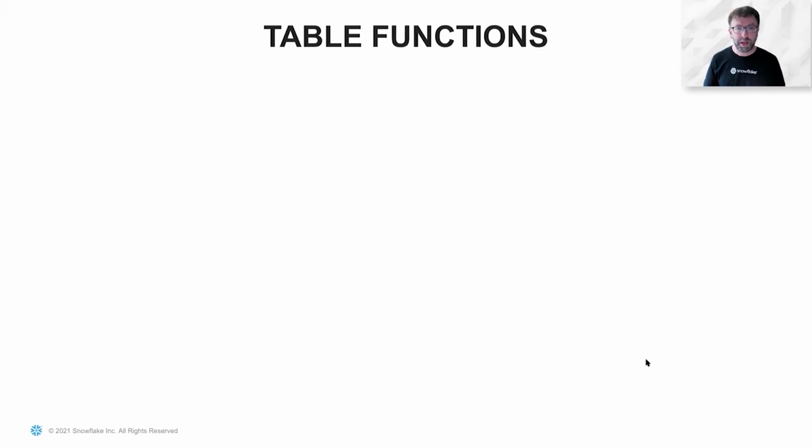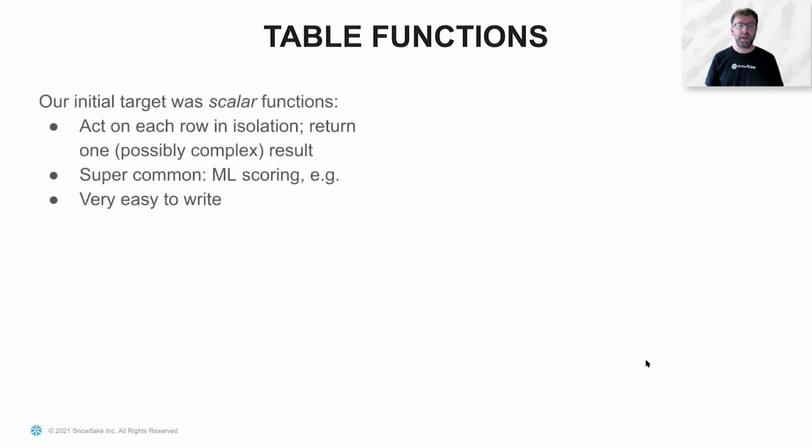So what we have today are scalar functions, right? What scalar functions do is they act on each row of a table when you're running a query. They run on each row in isolation, and you can return one result. Those can be complex. You can return things like variants out of those.